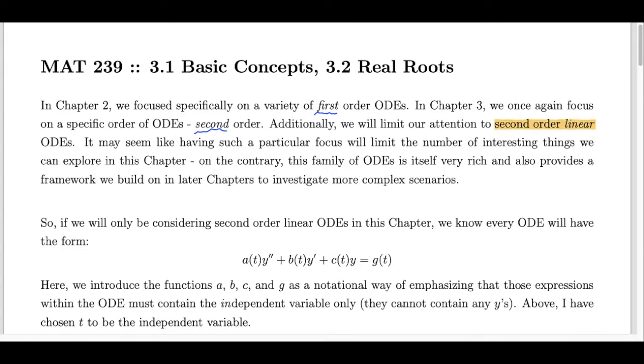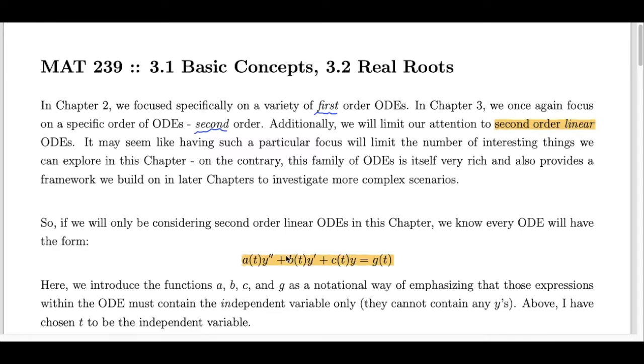The general structure of a second-order linear ODE can be summarized in this equation. Here I've introduced these functions, a of t, b of t, c of t, g of t, but I'm really just trying to capture the fact that these expressions within the differential equation must be made up entirely of t's, no y's. That's because I'm forcing these ODEs to be linear. So you remember that linear restriction would prevent me from having any y term multiplied by this y, for example.